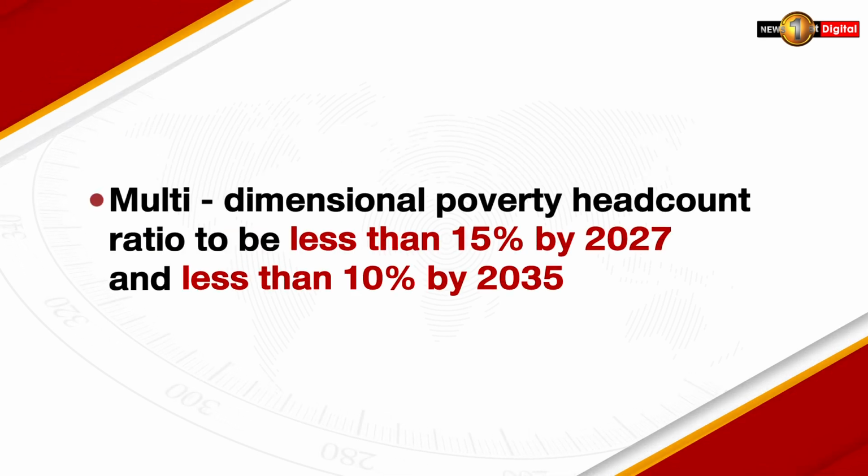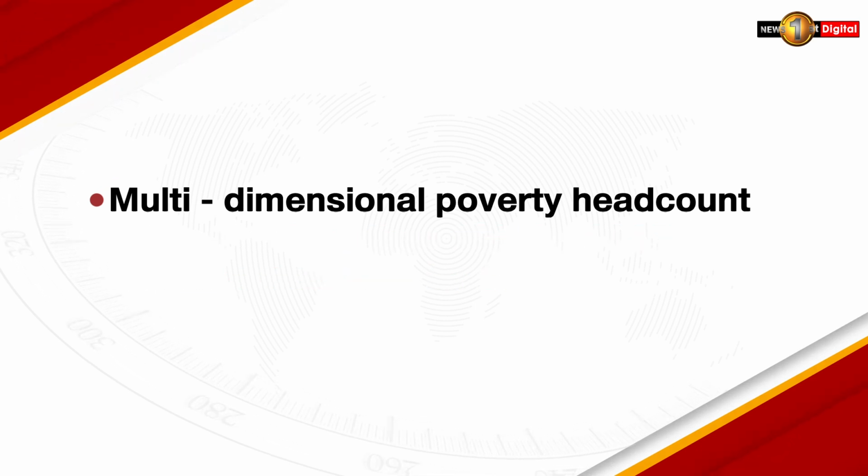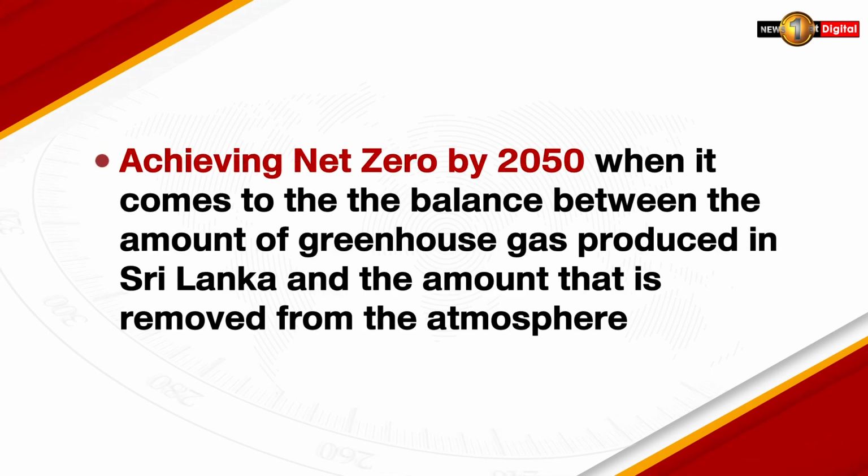Multidimensional poverty headcount ratio to be less than 15% by the year 2027 and less than 10% by the year 2035. Achieving net zero by the year 2050 when it comes to the balance between the amount of greenhouse gas that is produced in Sri Lanka and the amount that is removed from the atmosphere.